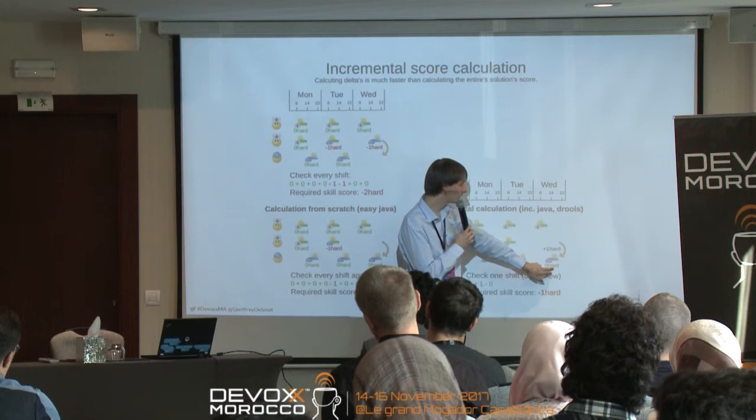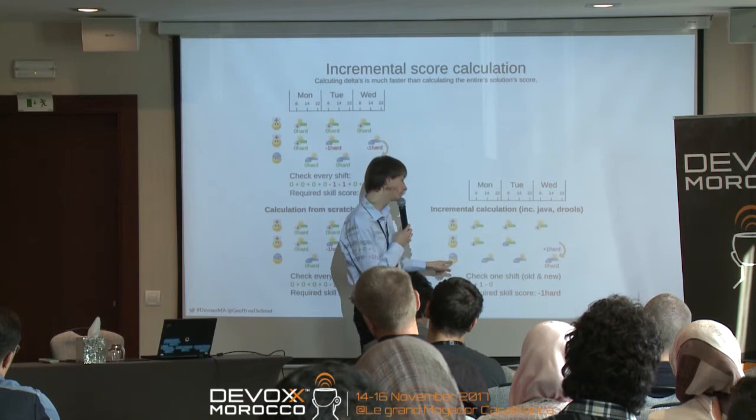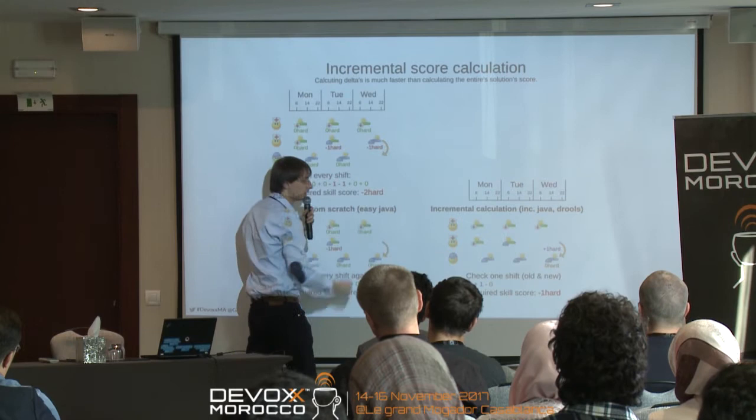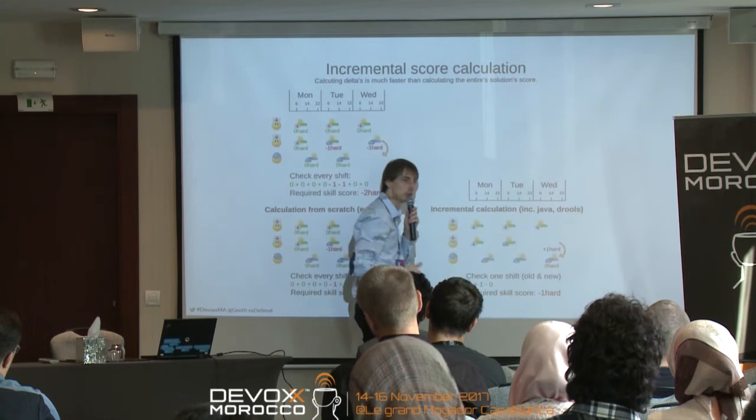We're going to calculate. We need to check again. Okay, now it is assigned to an engineer. So it's 0 hard. So basically, we're going to take the old score, -2 hard. We're going to do +1 as the undo and -0 as the new loss, right? And this is the delta. And then we know the required score.